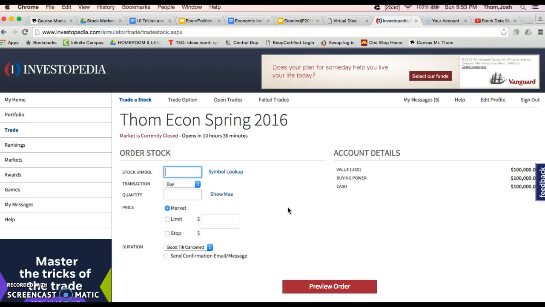So that's pretty much about it. We'll talk more about this in class, but that's how you go about investing your $100,000 in an Investopedia game into those companies that you think are going to do well between now and the next couple of months.